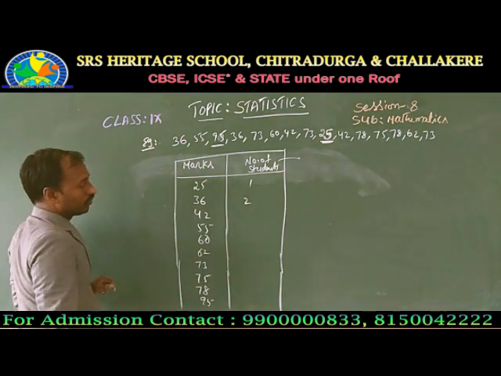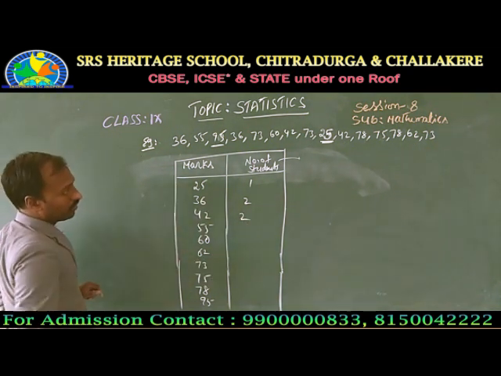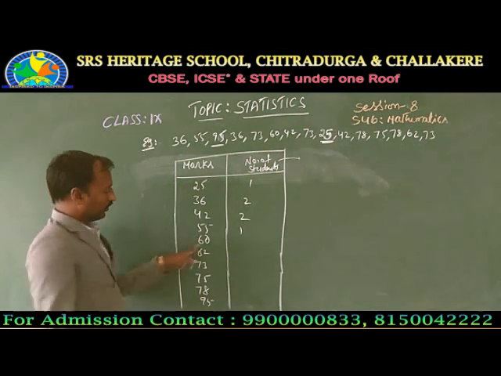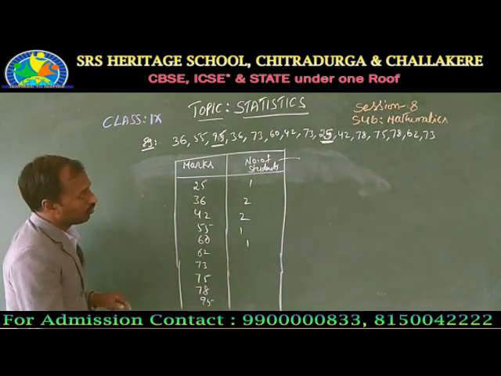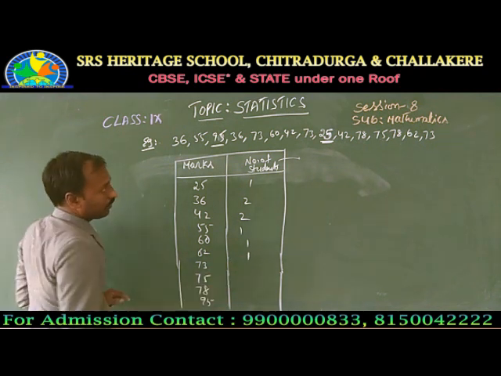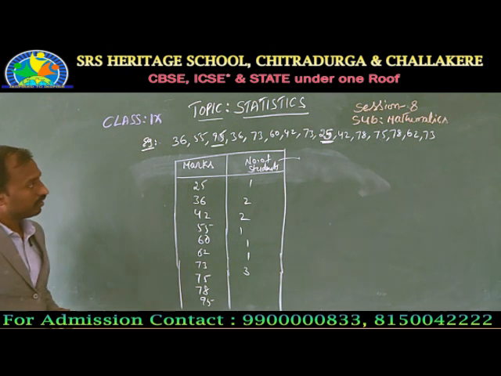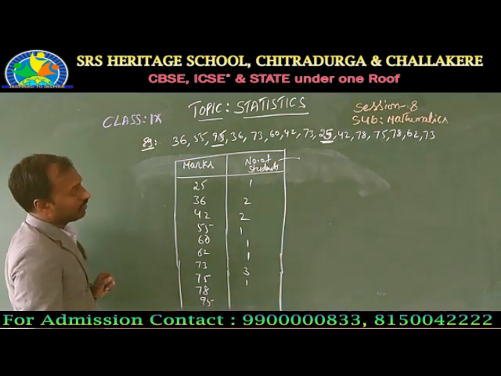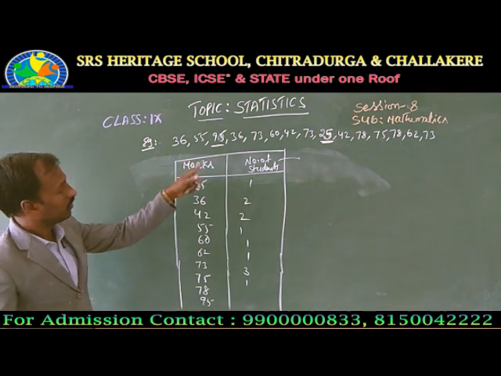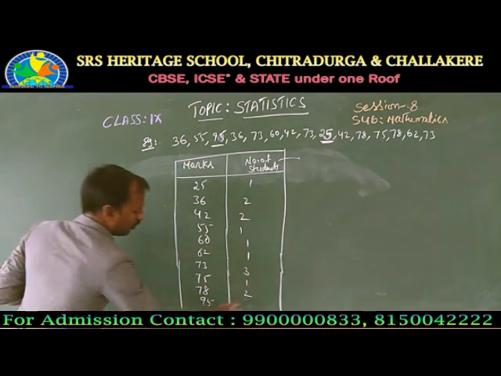42, there are 2 students. 55, only one. 60, only one. 62, one. 73, there are 3 students. 75, only one. 78, there are 2 students. And 95, 1.